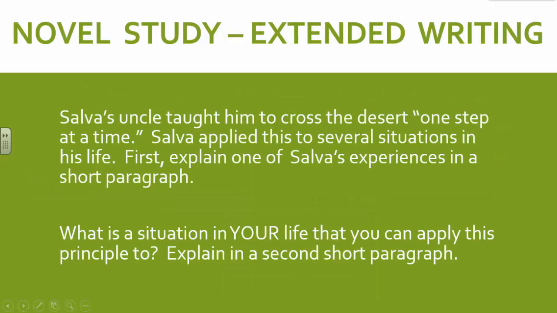After reading the entire novel, here is an extended writing prompt that students can complete independently. It requires students to write 2 short paragraphs. The first paragraph is a summary from one situation in the book. The second paragraph is more introspective. It has students apply the principle from the book, one step at a time, to their own life. This writing can elicit some meaningful writings.